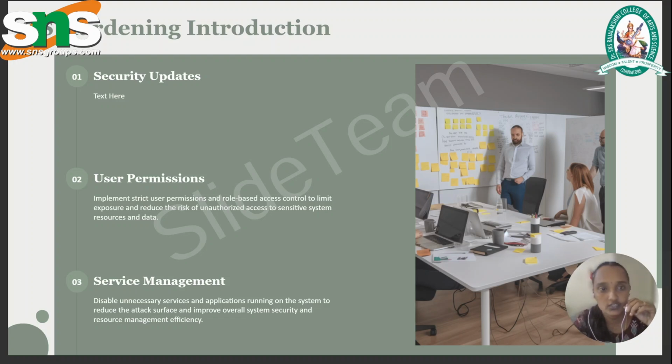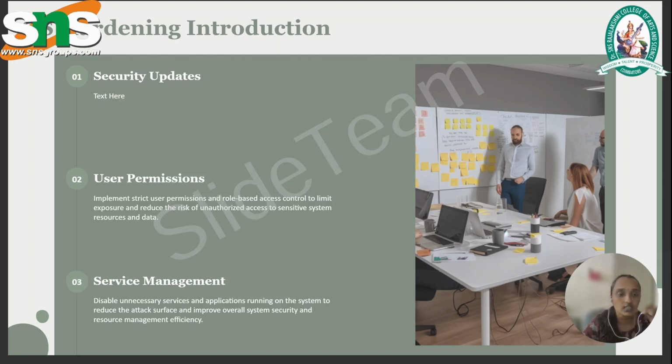Okay, the next one, OS hardening techniques. The first one is security updates. Security update means we have to update every application and software, day by day or monthly. That is called security updates. The next one is user permission. User permission means implementing strict user permissions, role-based access control, limiting exploits, and reducing the risk. For example, if we give unlimited access permissions, there are more chances to hack our data. So user permission gives limited access only.